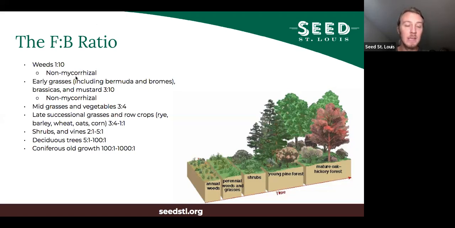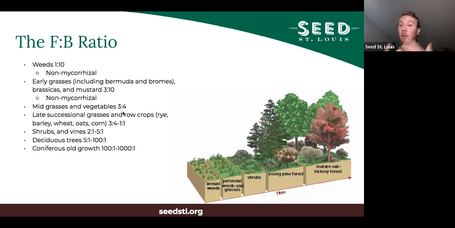Things like weeds can't tolerate mycorrhizal fungi. Mycorrhizal fungi can actually parasitize weeds, but weeds want like 1 part fungus to 10 parts bacteria, and it gradually goes up. Most of our vegetables want like a 3 to 4 ratio, so about a 1-to-1 is what they're after. All the way up to deciduous trees, which want a 5-to-1 to 100-to-1, and coniferous old growth, like out in the Pacific Northwest, which have a 100-to-1 to a 1,000-to-1. So very fungally dominated.